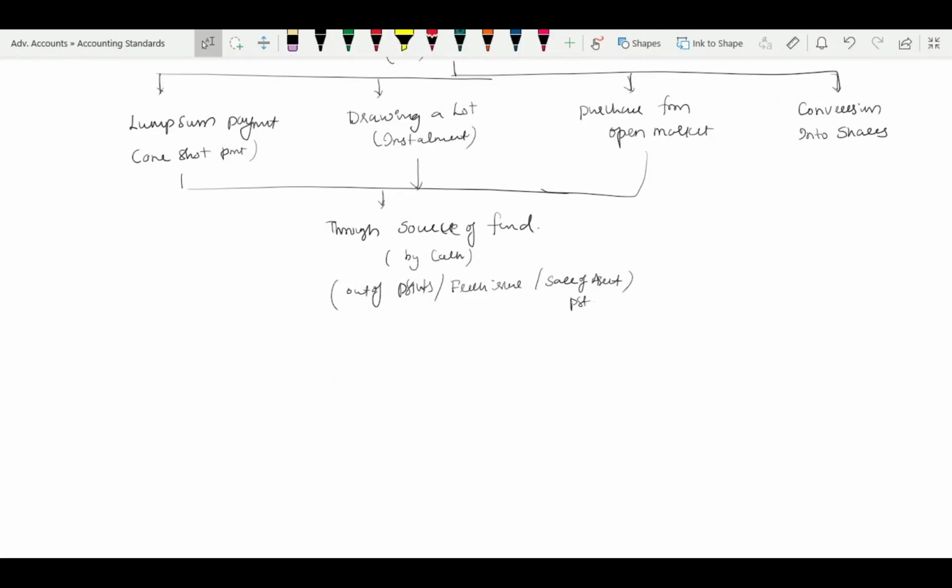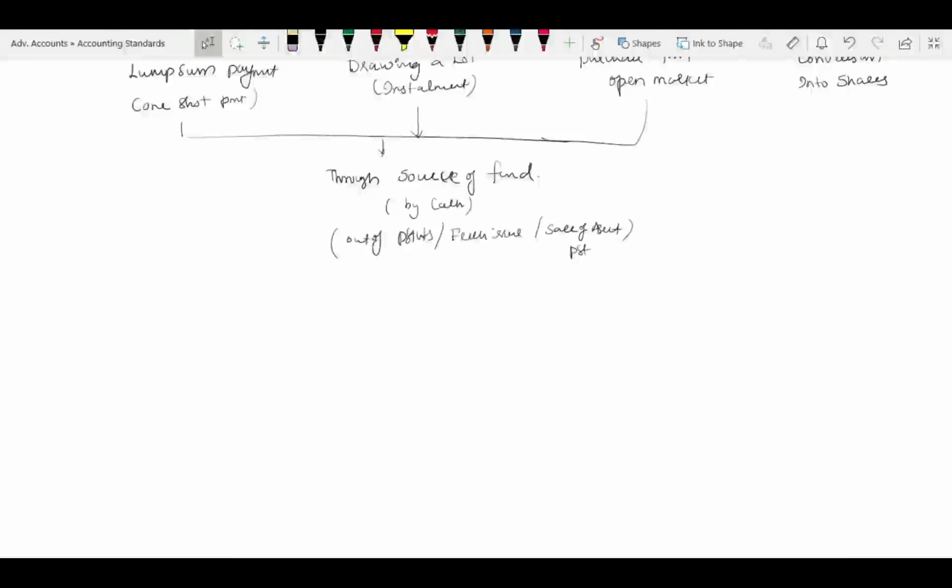Got it? Now let us go, my dear friends. What is the mandatory provision? Who has to create DRR at the time of issue itself? I'm not talking about redemption. At the time of issue itself, it has to be created.